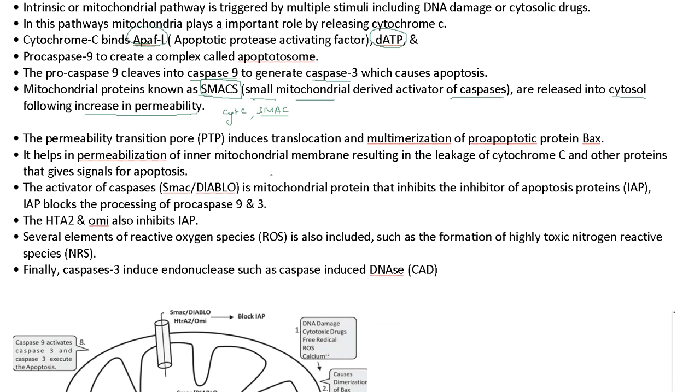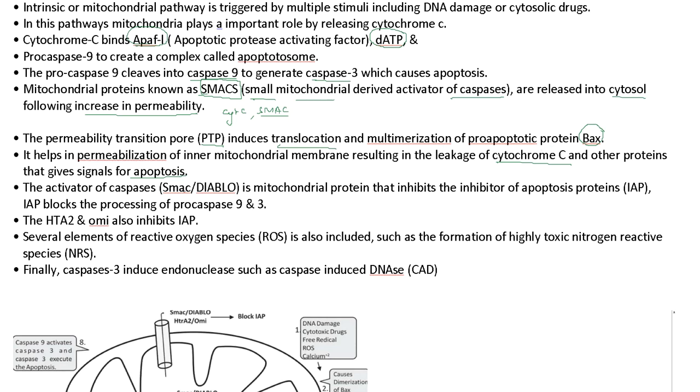These are the caspase activators. So this permeability transition pore, what does it induce? The pores which are formed help in translocation and multimerization of pro-apoptotic proteins like Bax, so that there will be leakage of cytochrome C and other proteins which give signal to apoptosis. So these pores help in translocation of pro-apoptotic proteins so that cytochrome C can leak out.